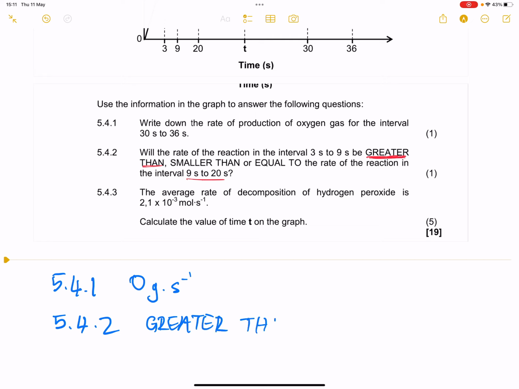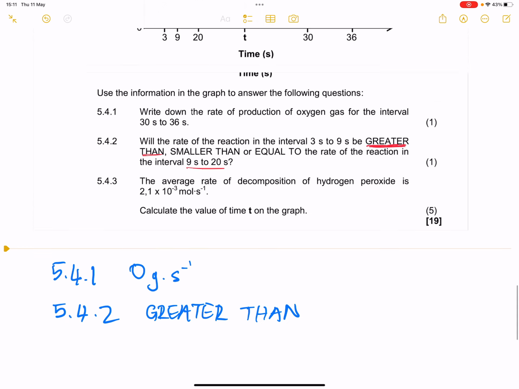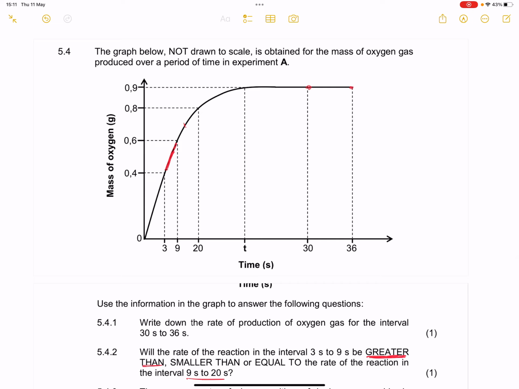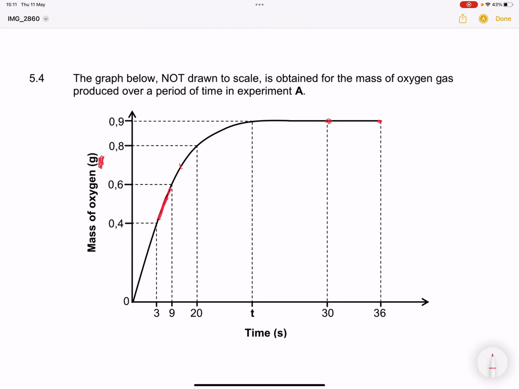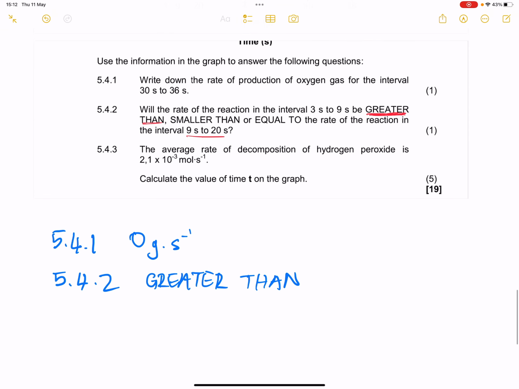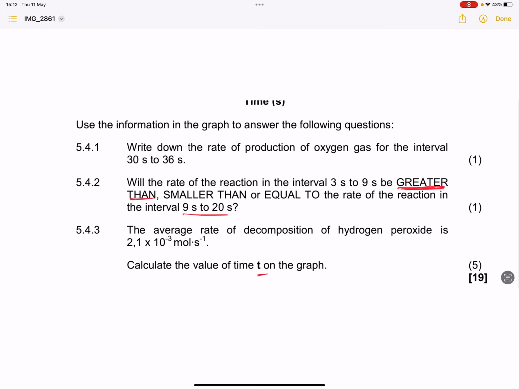5.4.3, in this case they've given us the average rate of decomposition of hydrogen peroxide, and they've given us that in moles per second. Now we need to be very careful, right? Note, when we look at our graph, it gives us the amounts in grams, and yet the rate is in moles. So there must be a conversion that takes place from mass to moles there. They want us to calculate the time t.